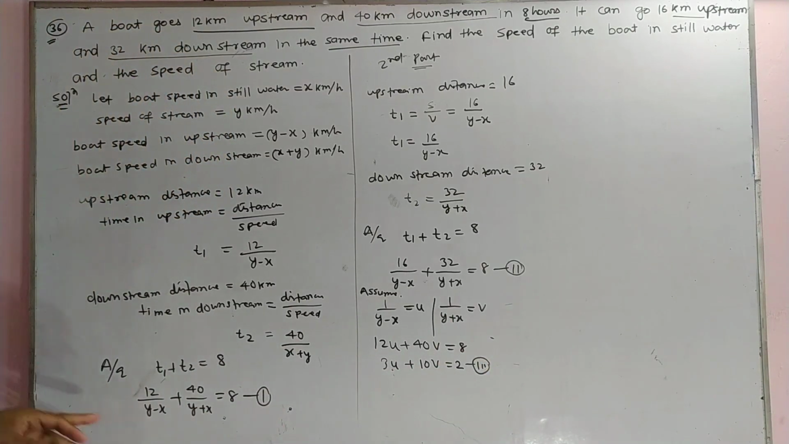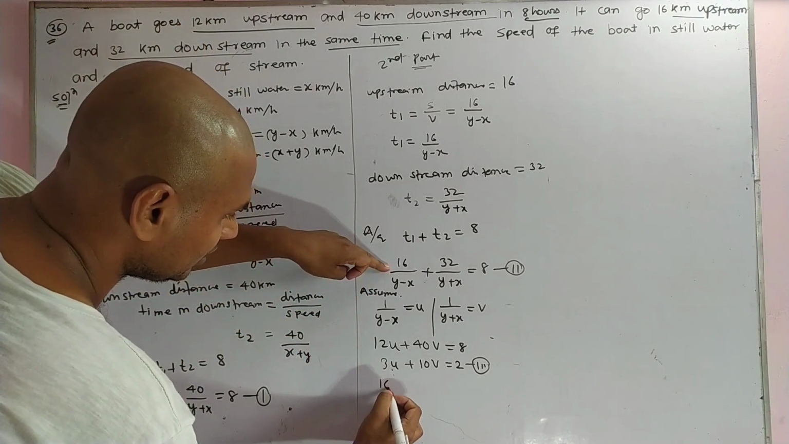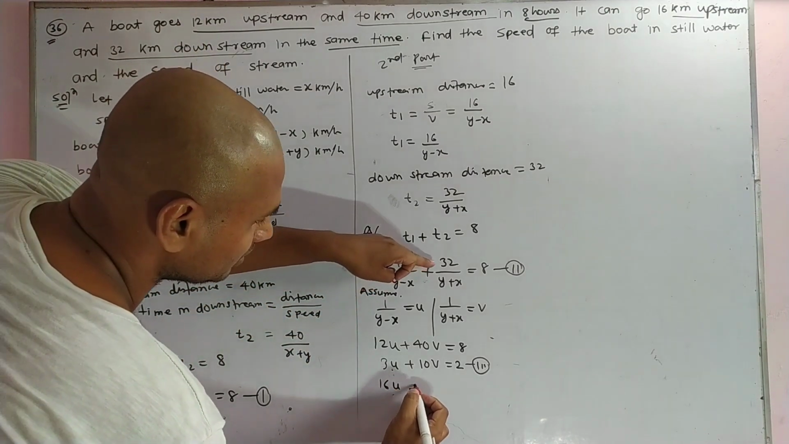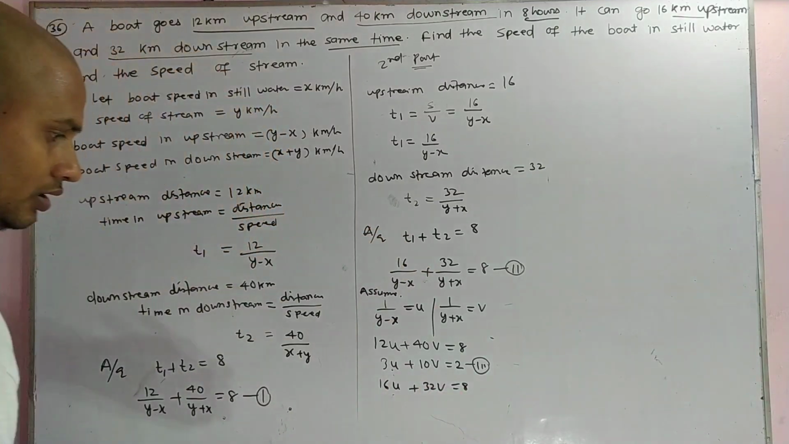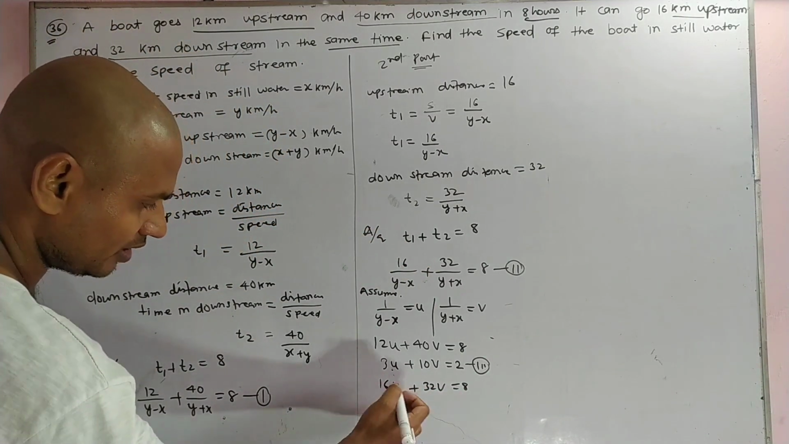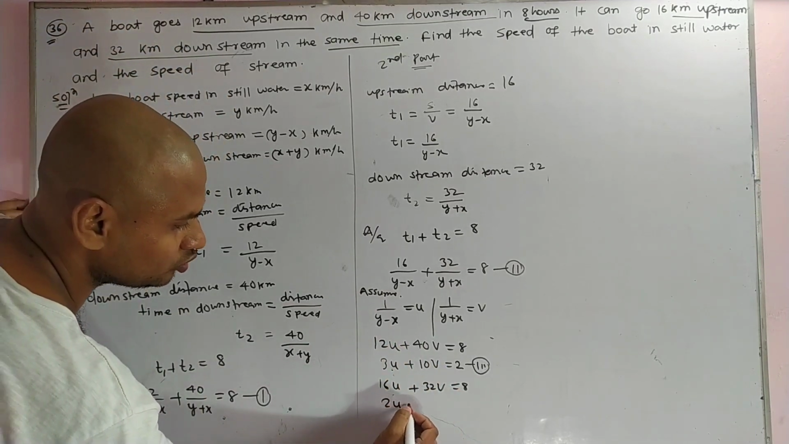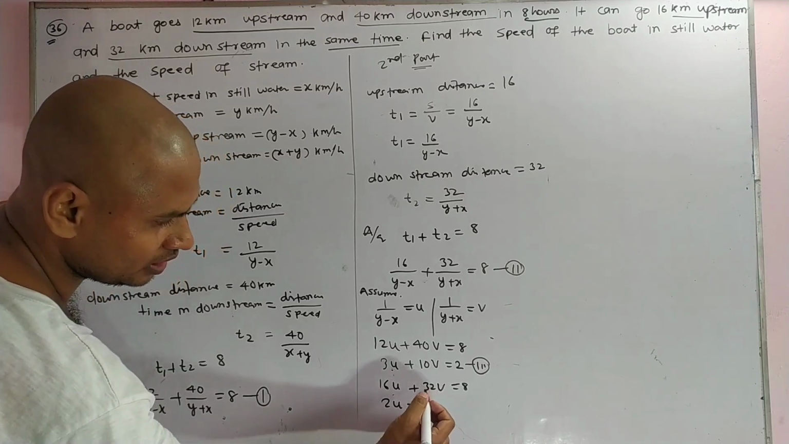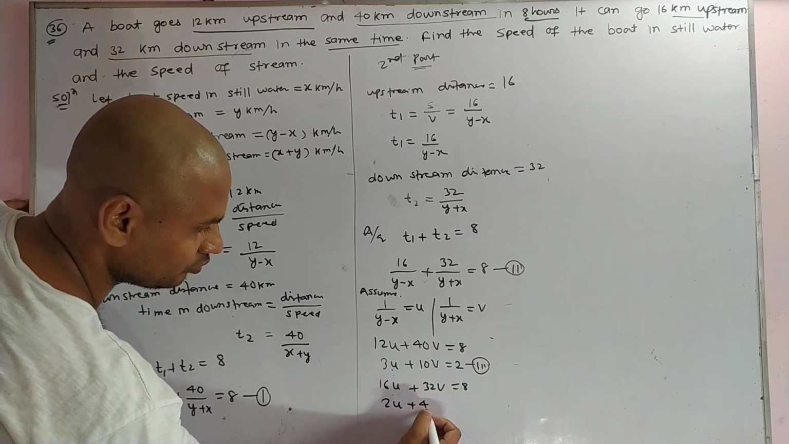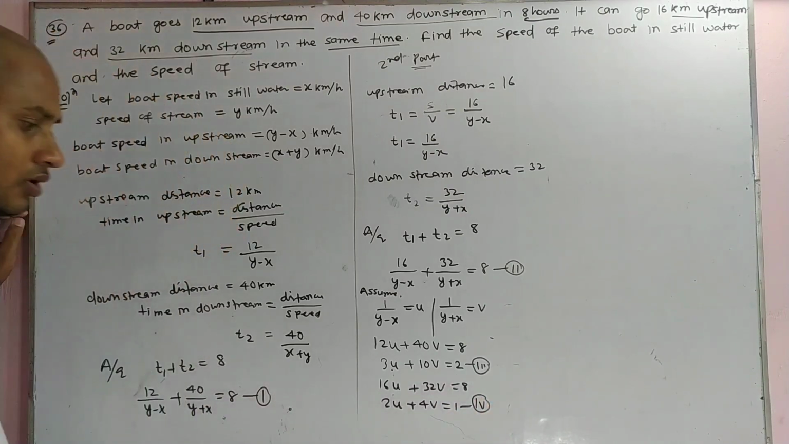Okay, again, here you can put 16u plus 32v equal to 8, and as you take 8 common, or divide by 8, 8 twos are 16, 8 fours are 32. That is 2u plus 4v equal to 1. That gives equation number 4.